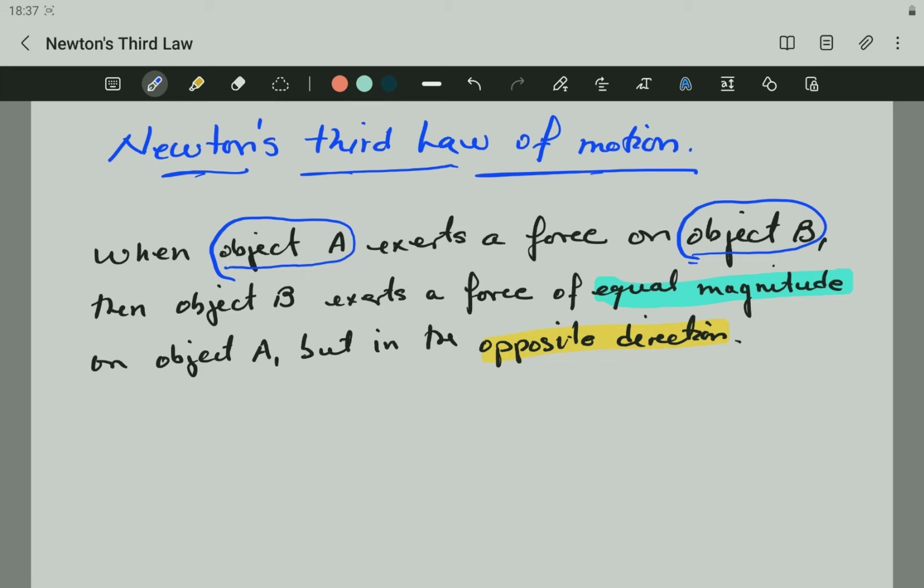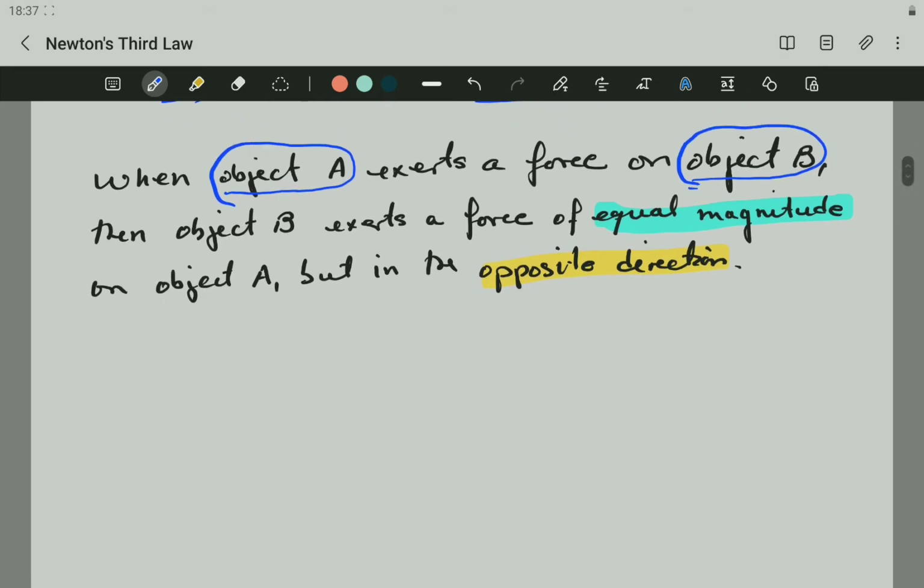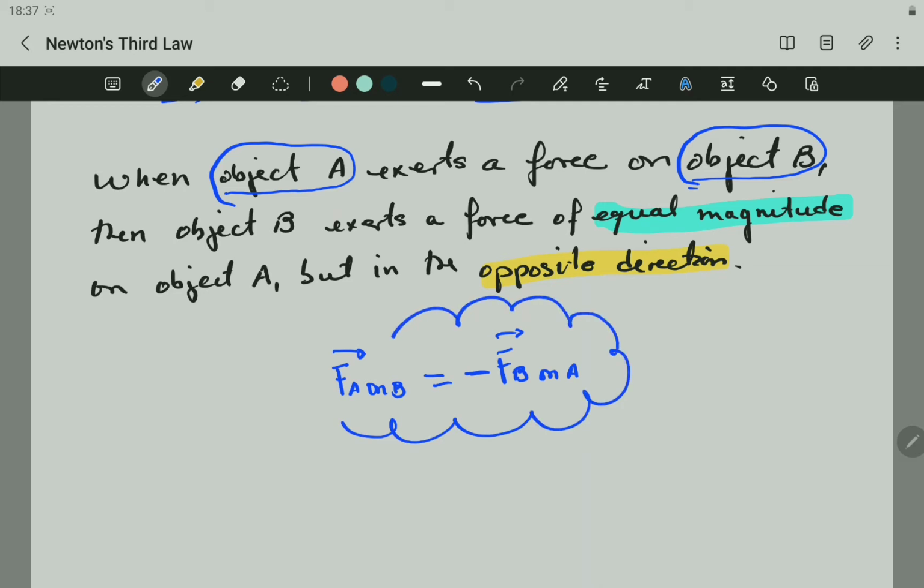Now, this is just stating the law: when an object A exerts a force on object B, then object B exerts a force on object A of equal magnitude but in the opposite direction. If we write the formula, we say that the force of object A on B is equal to the force from B on A, but they are in opposite directions. That is why there is a negative. So this is the expression for Newton's third law.